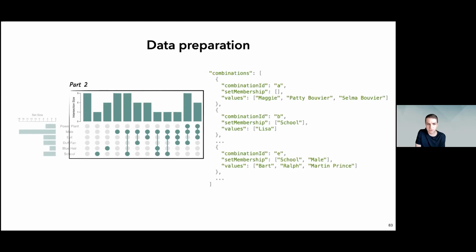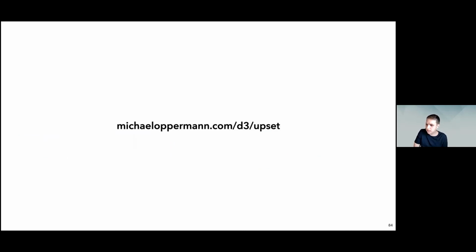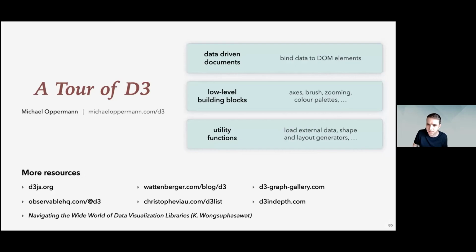And I can use the length, or the number of elements in the values array, to draw the intersection size column chart at the top. I have the source code on this web page. Depending on the time, I can maybe go through it, but maybe first I can answer some other questions, if there are some.